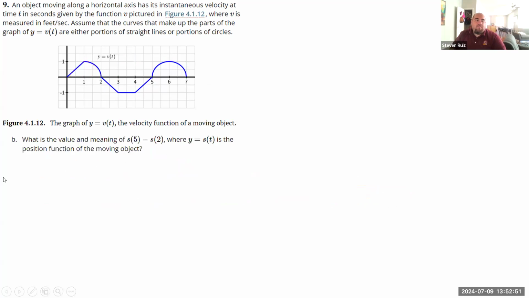Right, moving on to part B. What is the value and meaning of S of 5 minus S of 2? Okay. So first, let's find the value of it. So if I want to find the change in position from t equals 2 to t equals 5, I am going to find the area associated with this graph across that interval from 2 to 5.